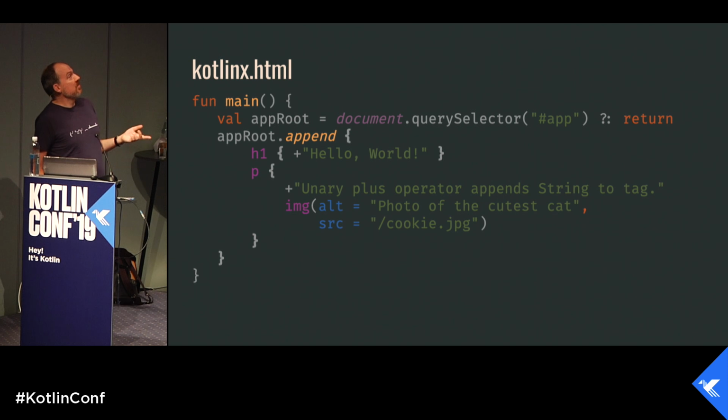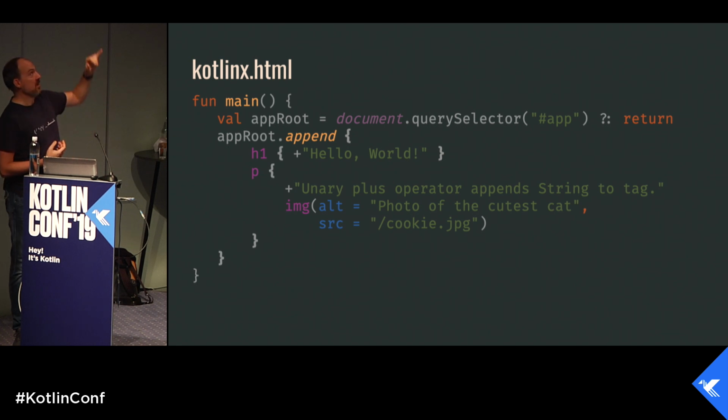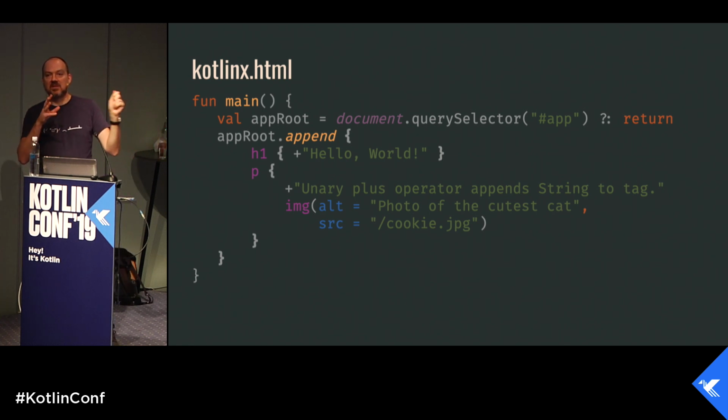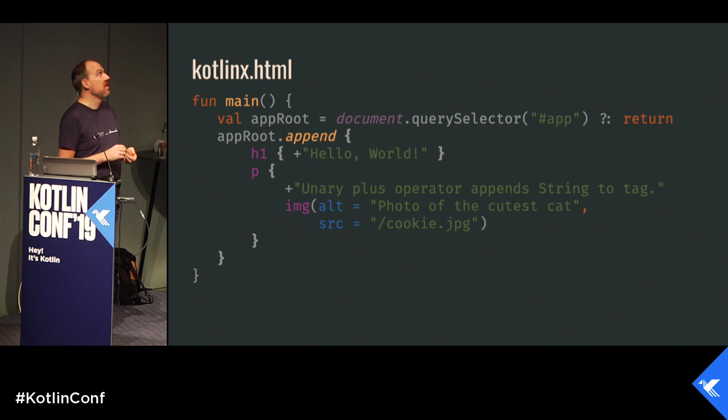Okay, so basically we start with getting the root node where we want to add our HTML, and there is an extension function on HTMLElement in Kotlin. And what we do there is just append, and then we have Kotlin functions that match all the standard HTML elements. So h1 will create an h1 element. The tricky thing here that might be new for some of you is the unary plus operator in front of the string. That one basically means append this string to this element. So it just puts the text inside there.